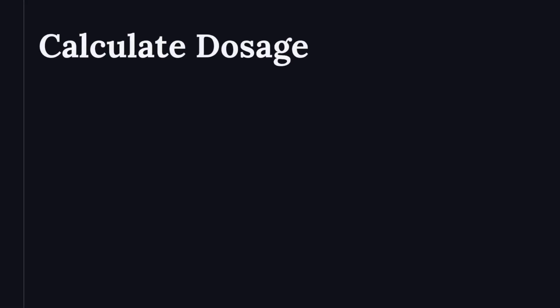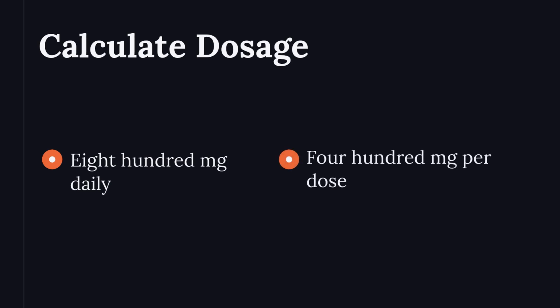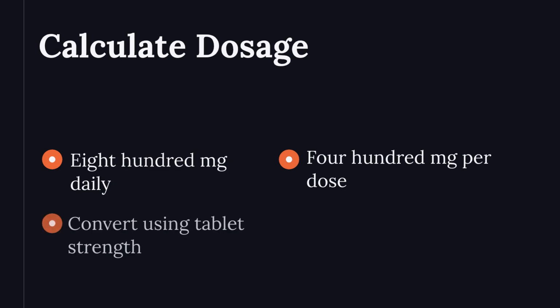For an 800 milligram daily dose taken twice, calculate per dose. Divide 800 by 2 to get 400 milligrams. Convert to tablets using the tablet strength. For 400 milligrams per tablet, 1 tablet is needed. The patient takes 1 tablet twice daily.